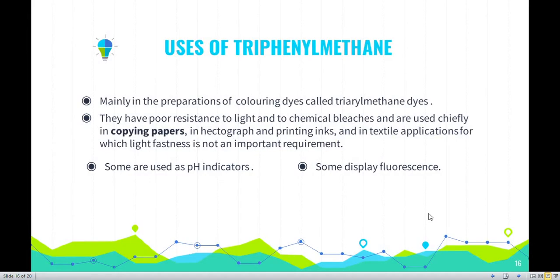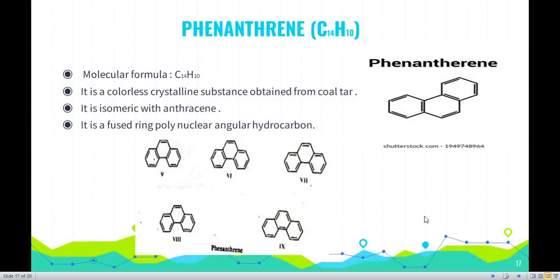Now the uses of triphenylmethane. It is mainly used in the preparation of dyes called triarylmethane dyes. They have poor resistance to light and to chemical bleaches and are used chiefly in copying papers, in hectographs and printing inks, and in textile applications for which light fastness is not an important requirement. Some are used as pH indicators and some display fluorescence. This is all.